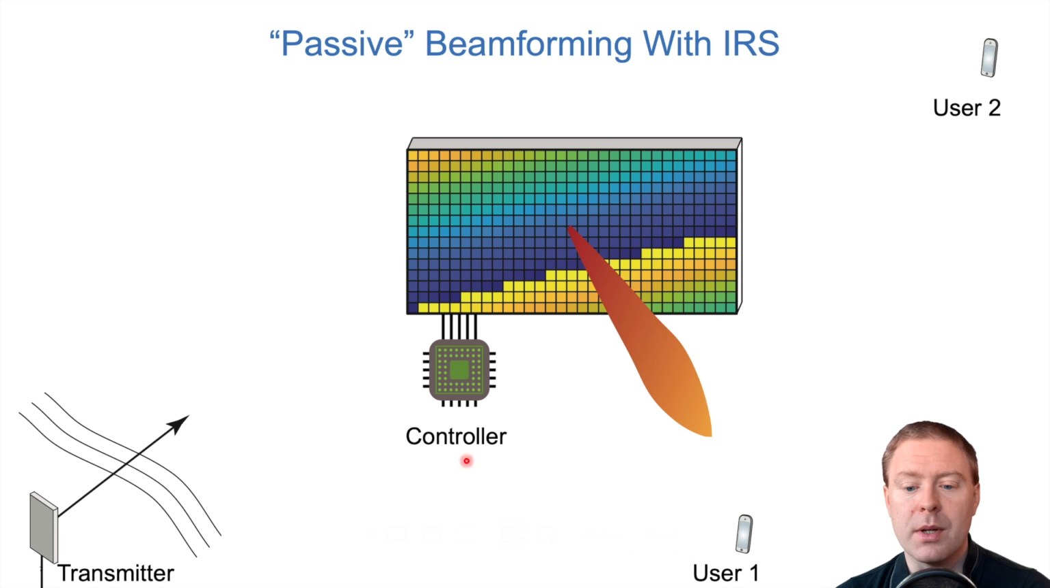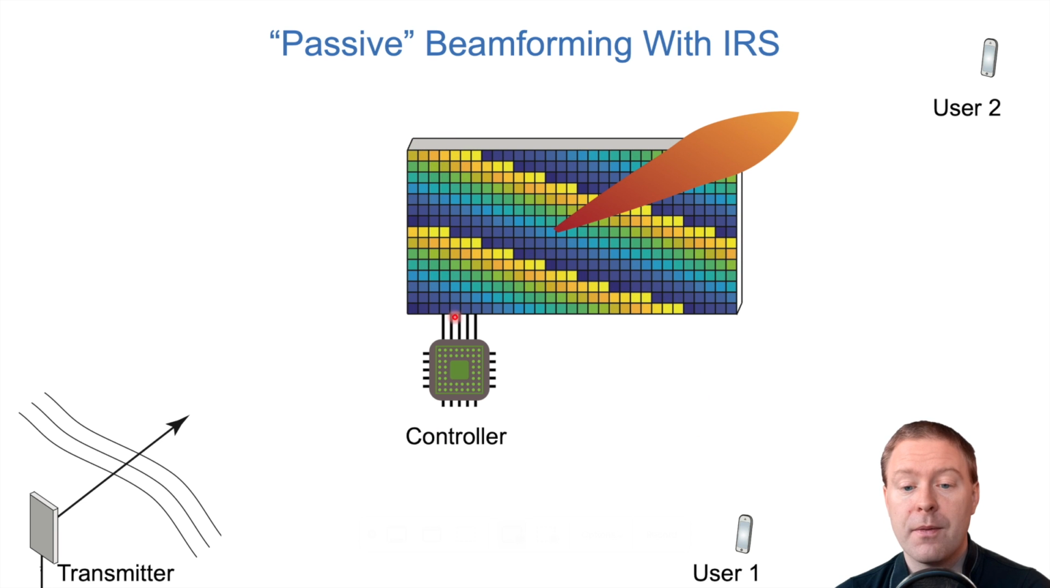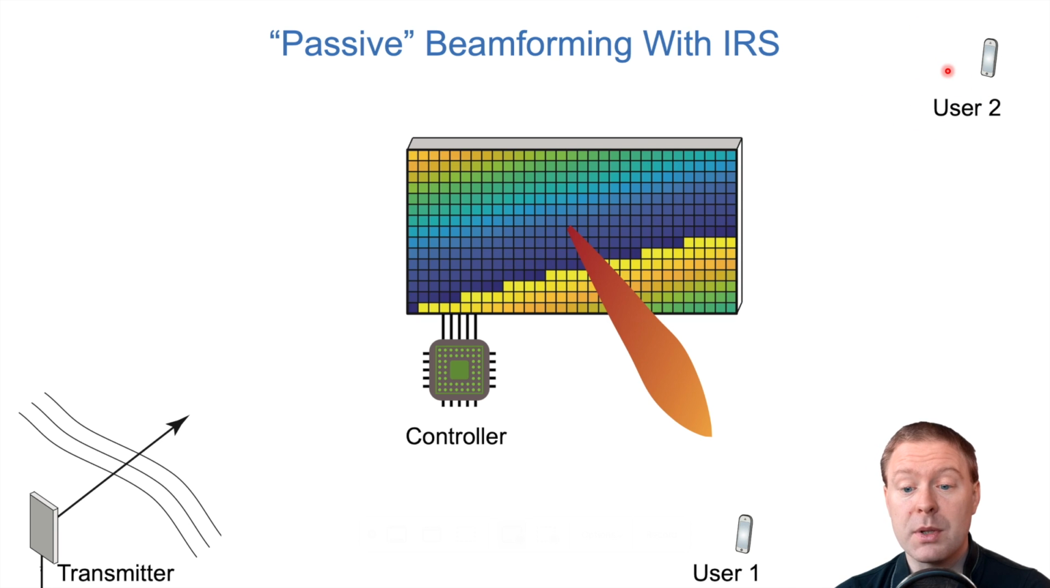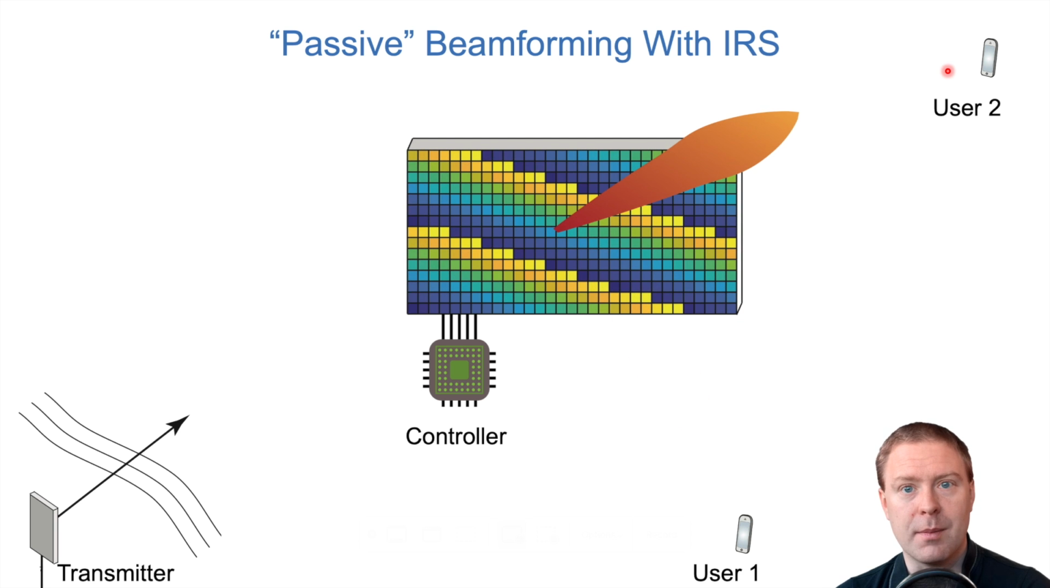Then at the next moment, we are changing the controller here so that we get a different phase shift or impedance pattern over the surface. And all of a sudden, we are reflecting the signal as a beam in another direction towards user 2 here. And this is something that we can switch over time, back and forth depending on which user we are actually serving for the moment.